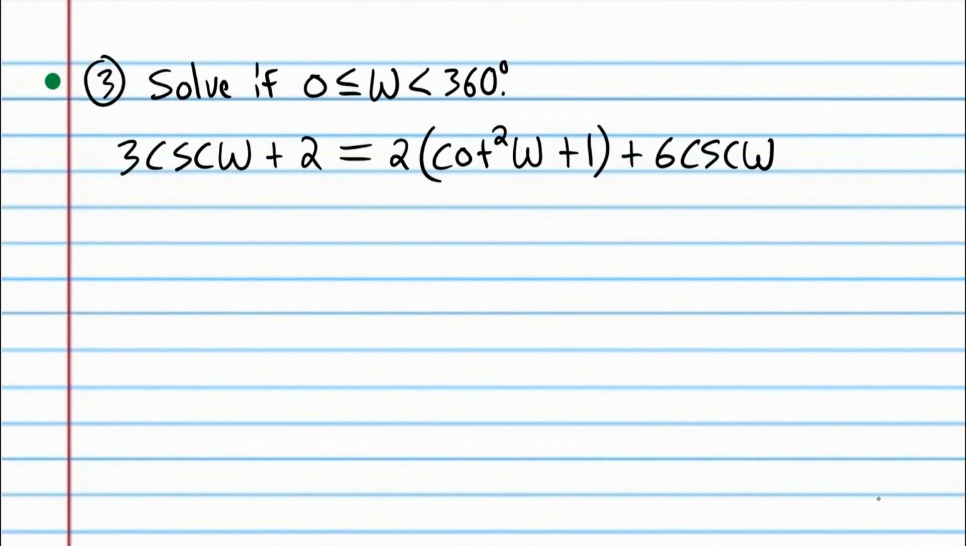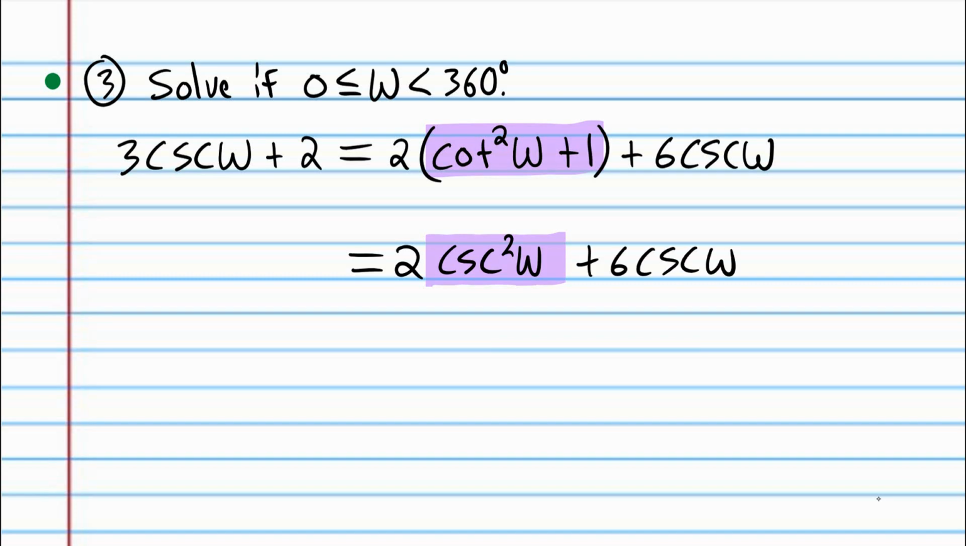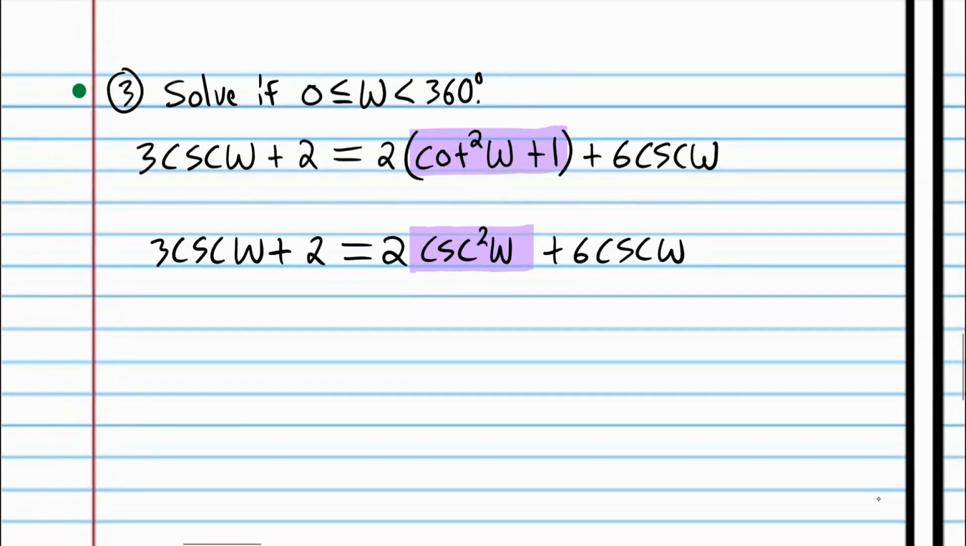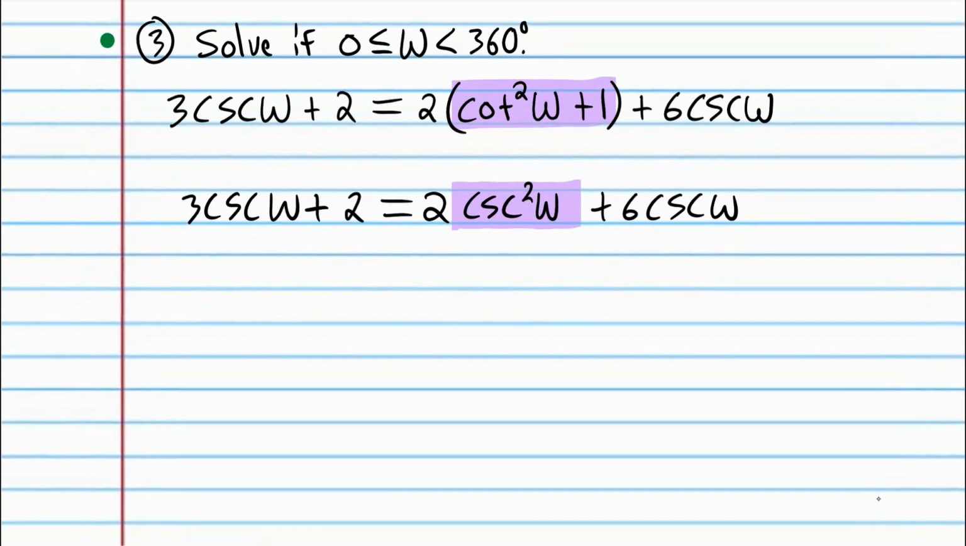Okay, we're back. So as I said, cotangent squared plus 1 is equal to cosecant squared. That was a Pythagorean identity. We want the coefficient of the squared term to be positive, so I'm going to leave this cosecant squared omega on the right side of the equation, and I'm going to subtract 3 cosecant omega from both sides of the equation.